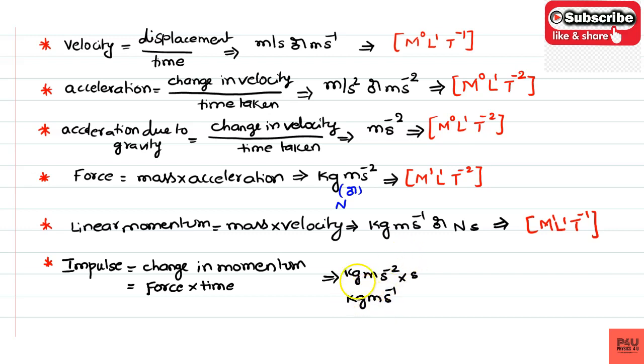Kg meter per second, or Newton second. So the units of linear momentum and impulse are both the same, so we'll get the same dimensional formula. We are writing M power 1, L power 1, T power minus 1.